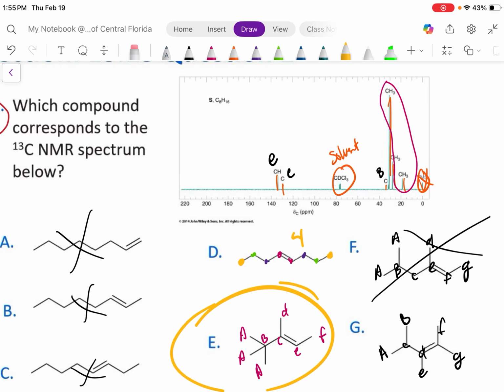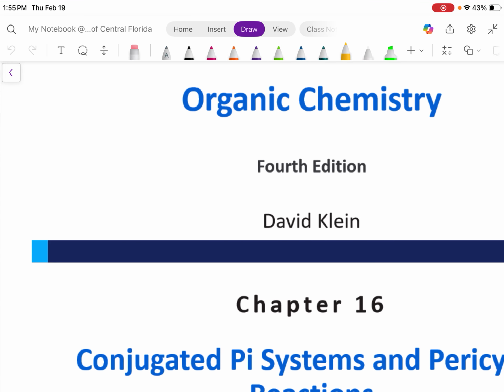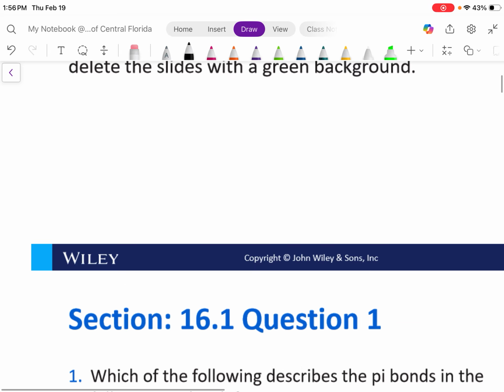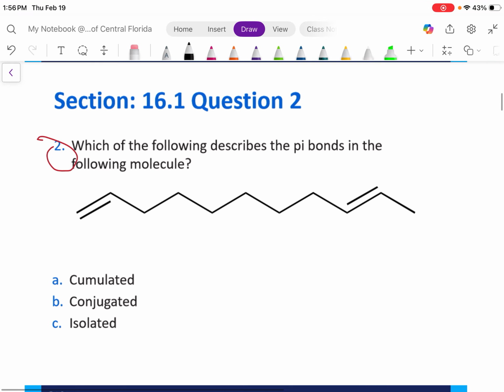Now I think that was the last one in this section here. Yes. So let's go to chapter 16. Which one was the first problem in that one? Number 2. Okay, this is just a simple definition. You can see that these are isolated double bonds because there's no double, single, double.